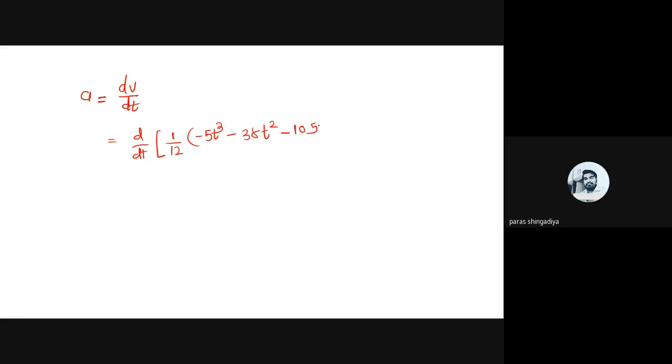So 1 by 12 as it is here, minus 5t cube, that is minus 15t square, plus. Okay, 38 into t square, that will be 76 into t, and minus 105 into t, that will be 105, and the derivative of 252 is 0. Okay, so that is the acceleration equation for the velocity equation.